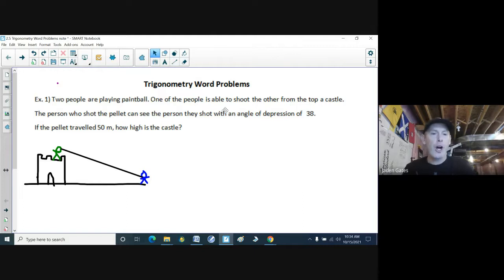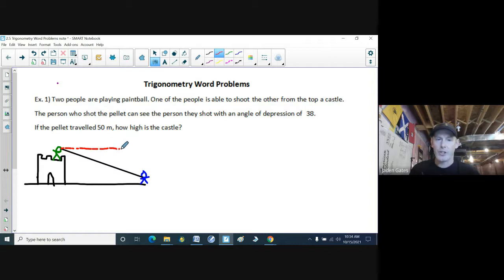Now, the person who shot the pellet can see the person they shot with an angle of depression of 38 degrees. What does that mean? Well, when you have an angle of depression, this person, first of all, this is their vision looking straight. In that red line, that's just a straight line being drawn. Now, the angle of depression refers to if you are looking straight away, but you look down, depression referring to down. So our angle in here is going to be 38 degrees, down from our red line.